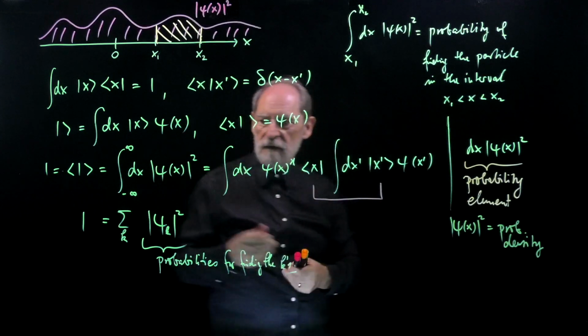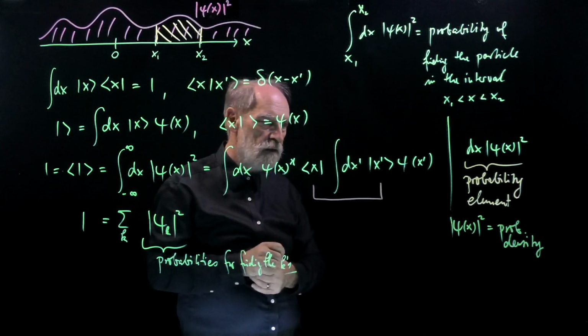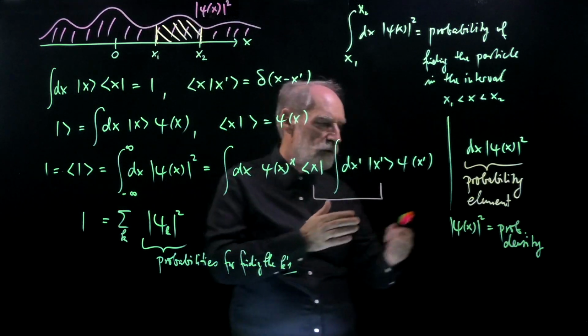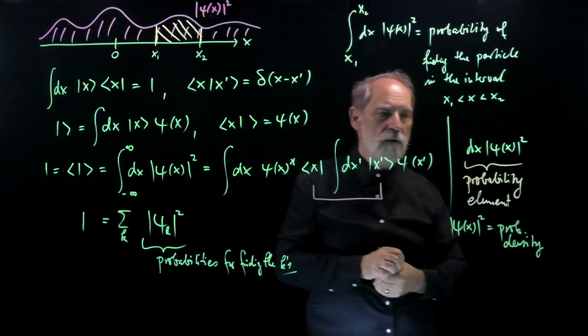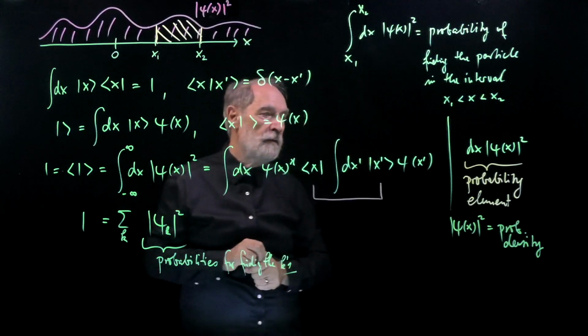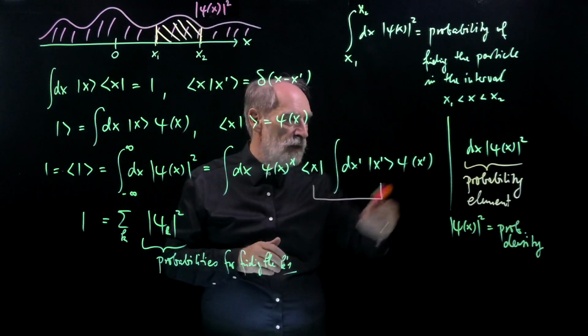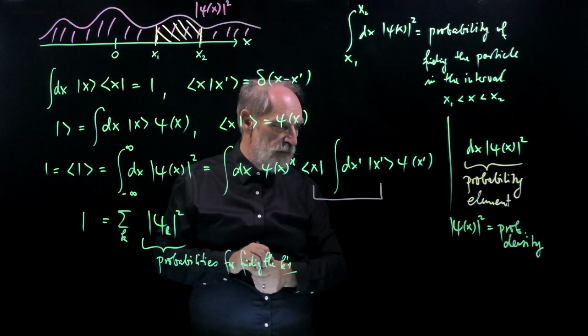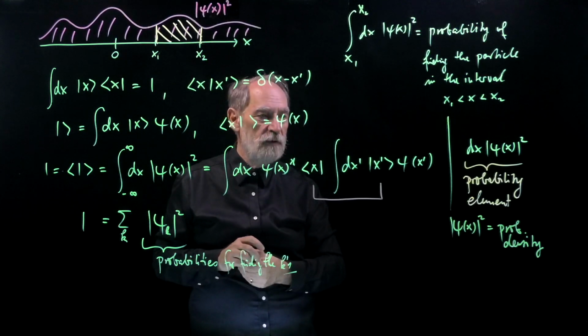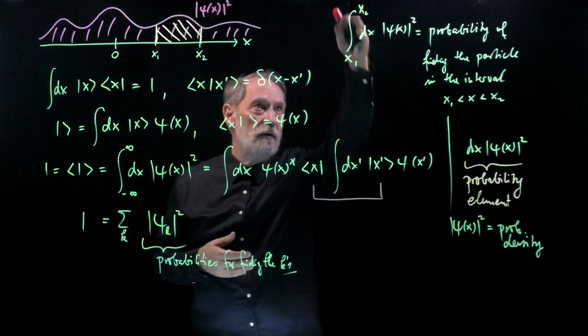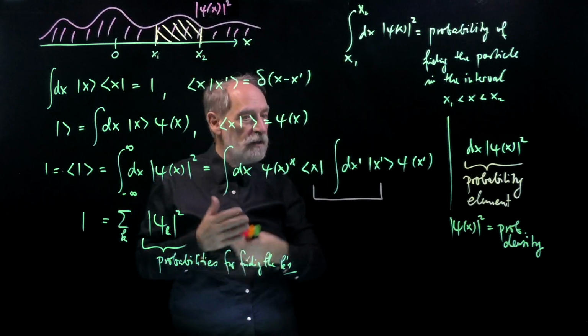So since dx, say if this is measured in centimeters, would be a length, and so this would be a probability per centimeter, or probability per unit length, for the psi of x squared. You multiply with the dx, you get a probability element, a small contribution to the probability. You have to add up all the contributions of a finite range to get a finite probability.